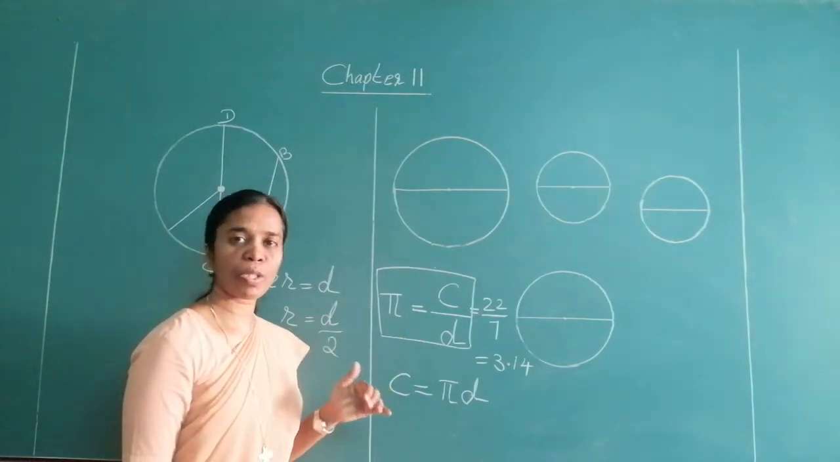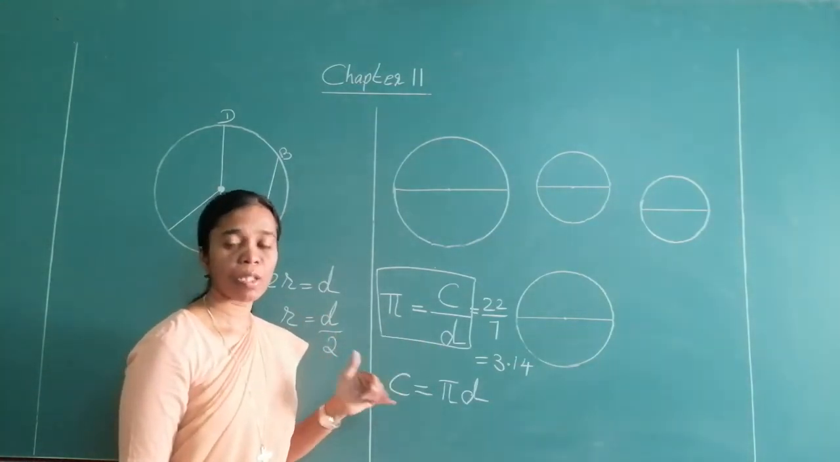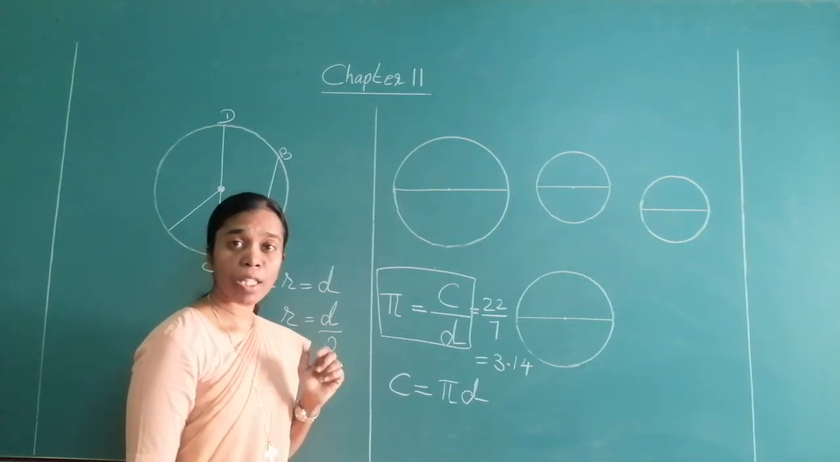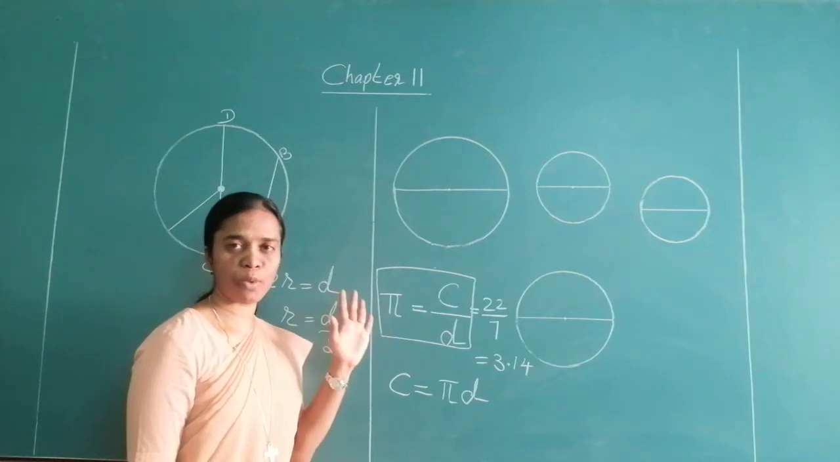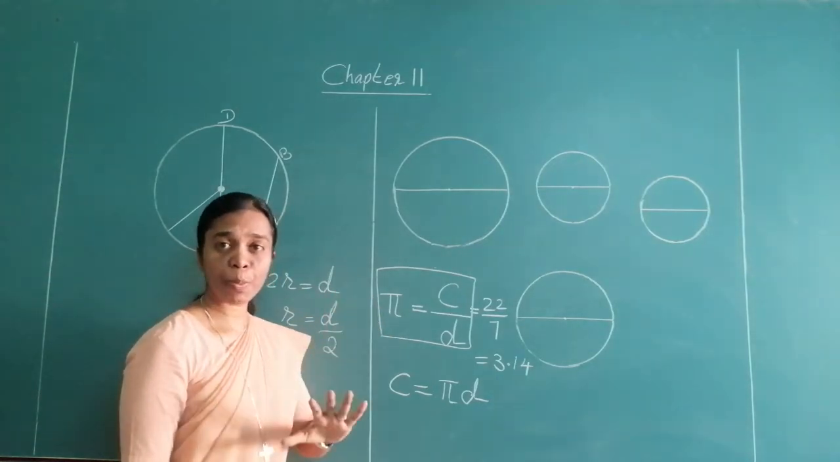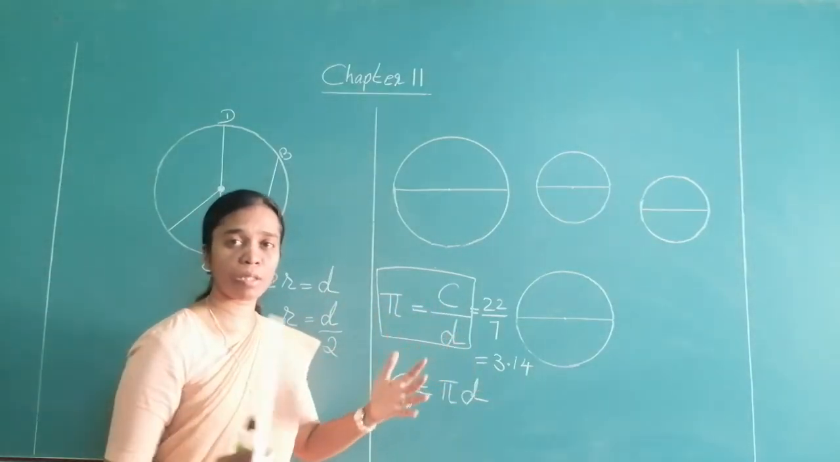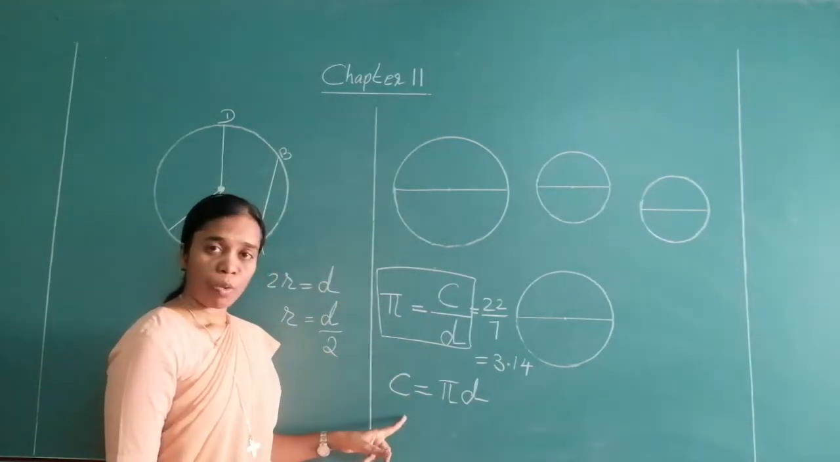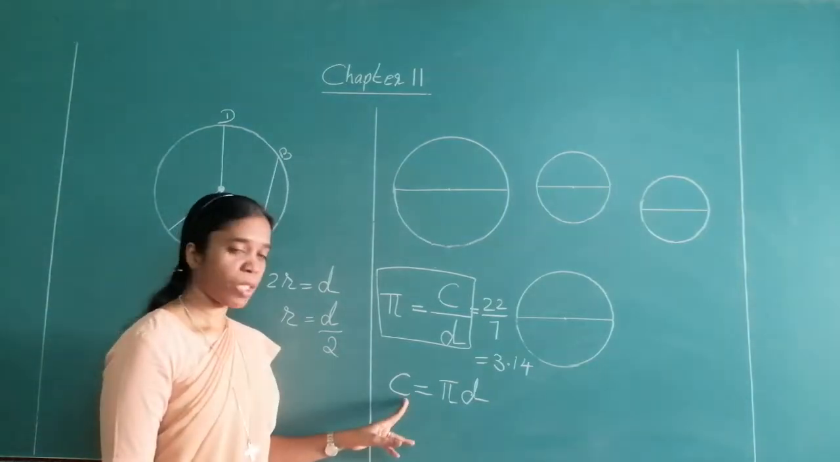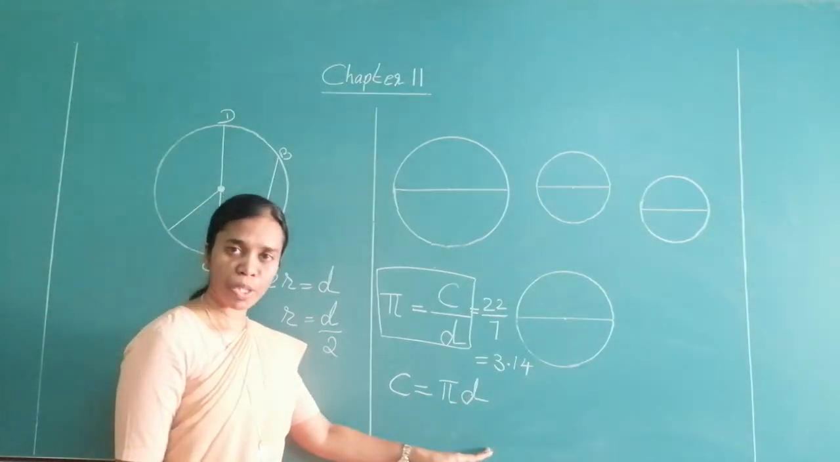22 upon 7 or 3.14. It is constant. What is pi? It is the ratio of circumference to the diameter, which is constant for all the circles, irrespective of the size or the diameter length. Okay. Now, what is the formula for circumference? Circumference is equal to pi into d.